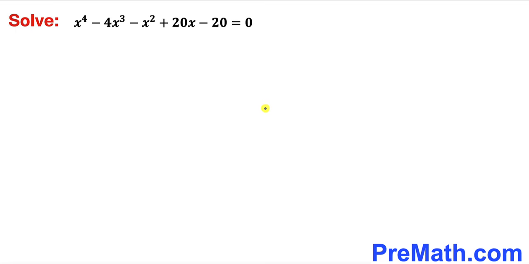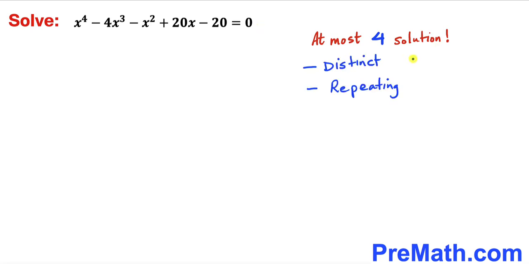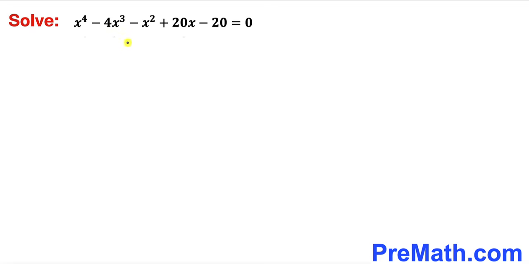Let's go ahead and get started, and here's our very first step. Let's make an observation. We can see our highest degree is 4. So therefore, we are going to have at most 4 solutions to this given polynomial. And bear in mind that these solutions could be distinct or they could be repeating as well. And now we are going to apply a special technique to solve this given problem.